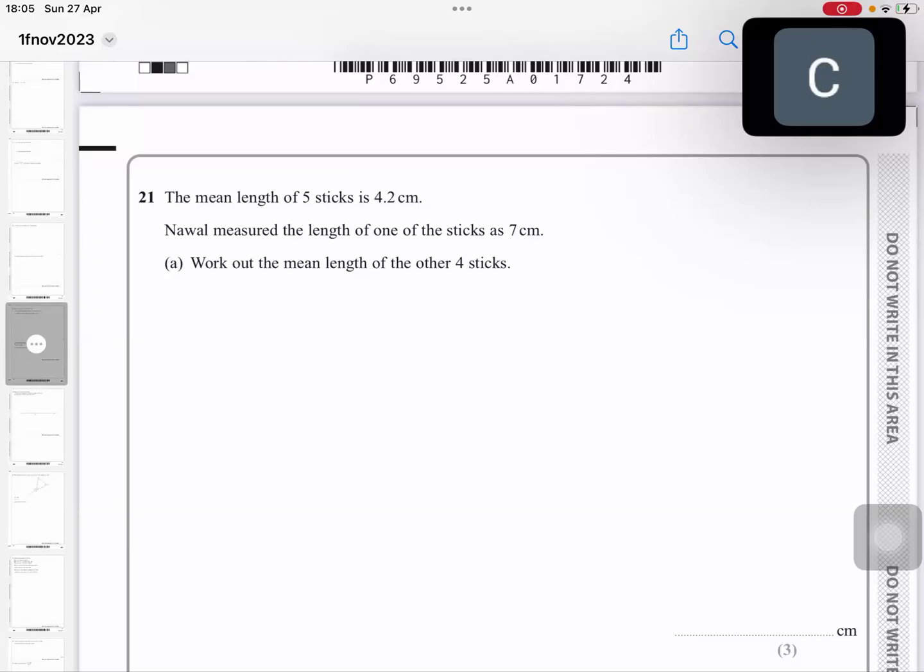The first thing you need to do is to understand that for 5 sticks, you have the average. That's what they gave you. The average is 4.2. So the concept is this: you don't know the length of all the sticks. In fact, you don't need to be able to solve this question. However, they told you the length of one of the sticks. So this is what we're going to do.